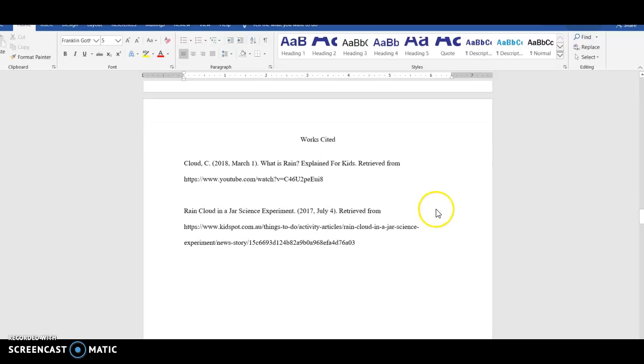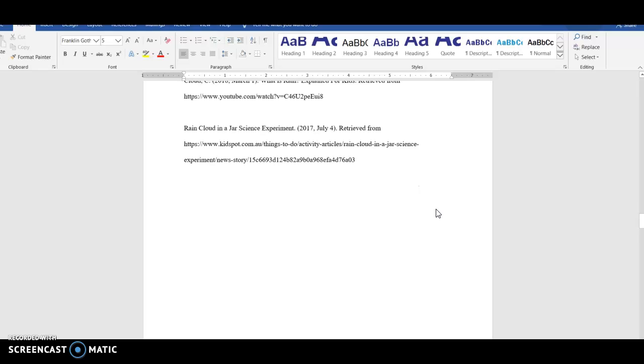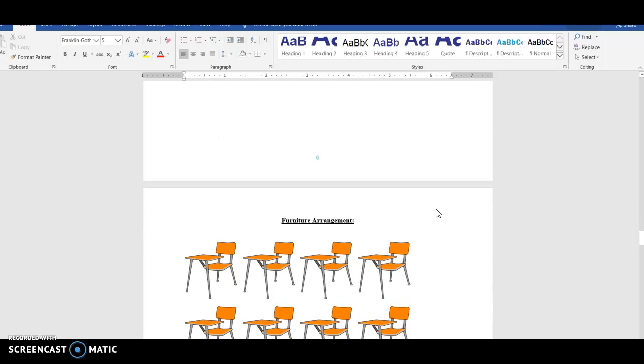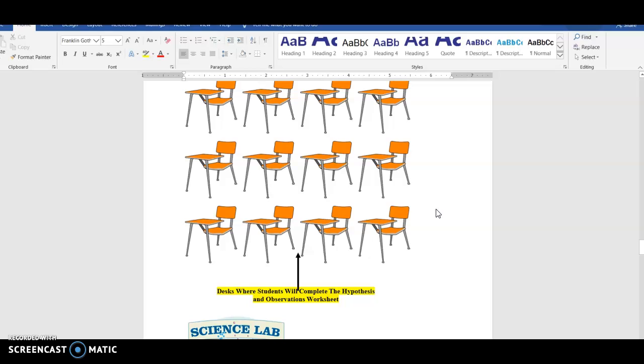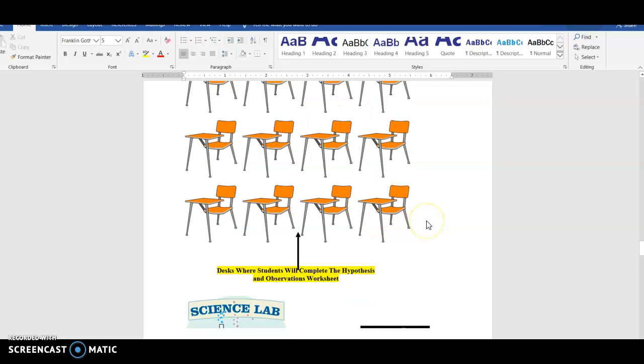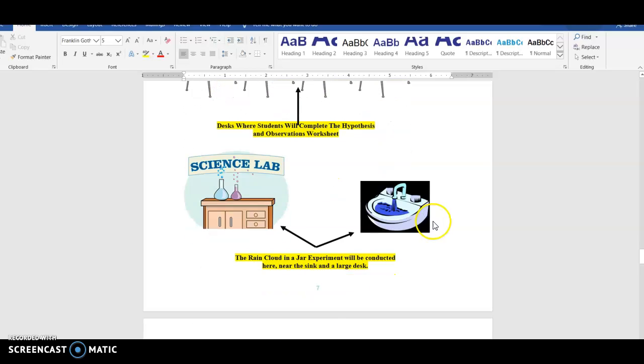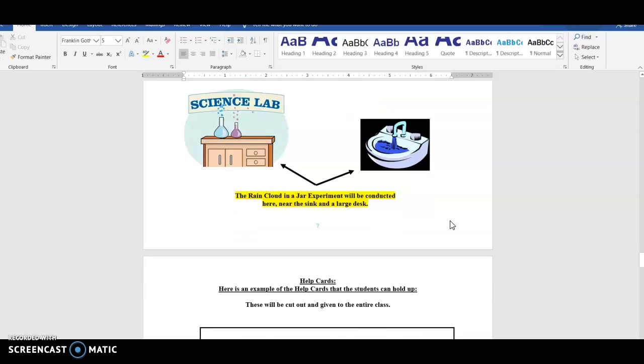I have my works cited page right here. So those are the sources that I used to create the center. Furniture arrangement: I have desks where the students will complete their worksheet. And then back here, the rain cloud in a jar experiment will be conducted near the sink, and a large desk will be provided.